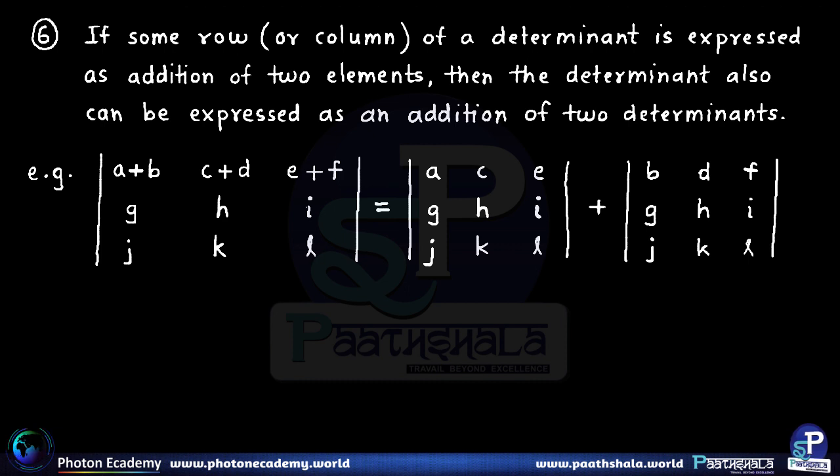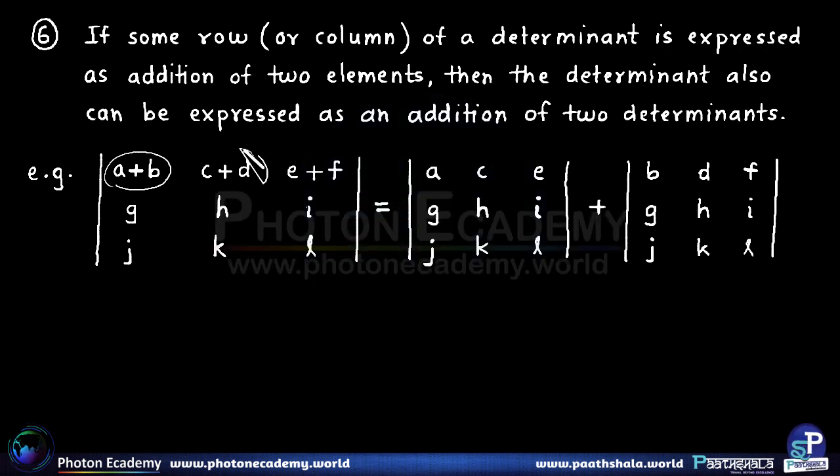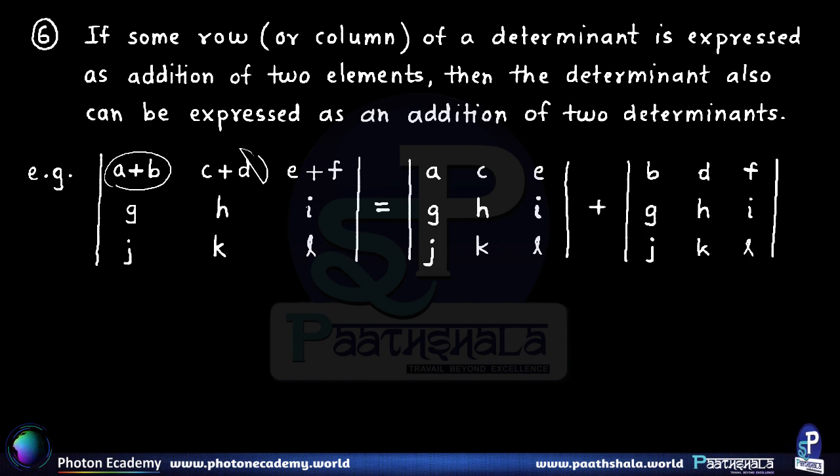Here it is shown that the first row consists of 3 elements which are each expressed as additions of two values. So we have a plus b, the other element is c plus d, and the last element is e plus f. If we have this particular case, then we can write the determinant on the left hand side as the sum of two determinants as shown here.